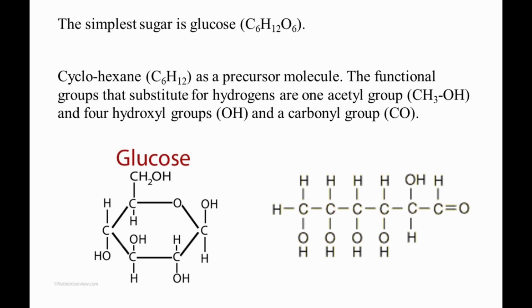The functional groups that substitute for hydrogens are one acetyl group, CH3OH, and four hydroxyl groups, OH, and a carbonyl group, CO. When dissolved in water, the oxygen breaks the ring and glucose takes on its linear carbon chain isomer form. The oxygen forms a double bond with the last carbon in the chain.